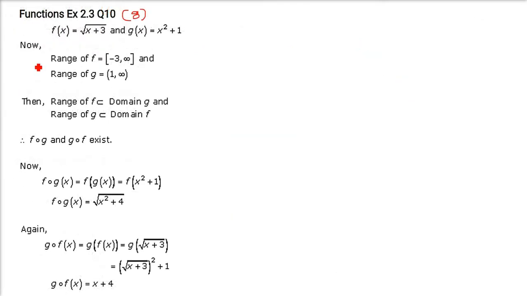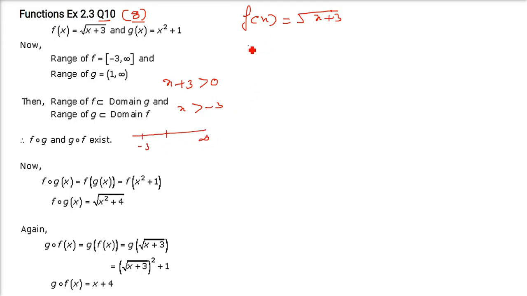Question number 10, which is question number 8 in certain edition. So f x is under root x plus 3. Whenever we have under root of x something, the expression inside should always be taken as positive. So x plus 3 has to be greater than 0. So x should be greater than minus 3. So if I take the number line, the domain is negative 3 to infinity.